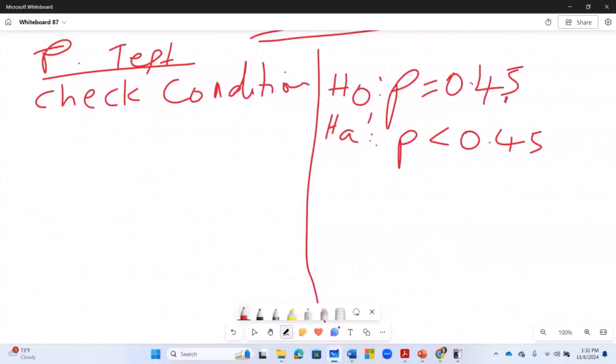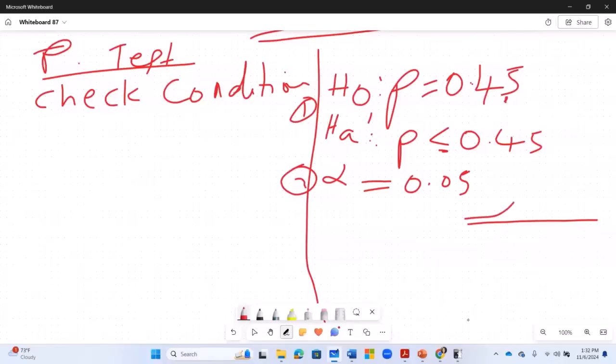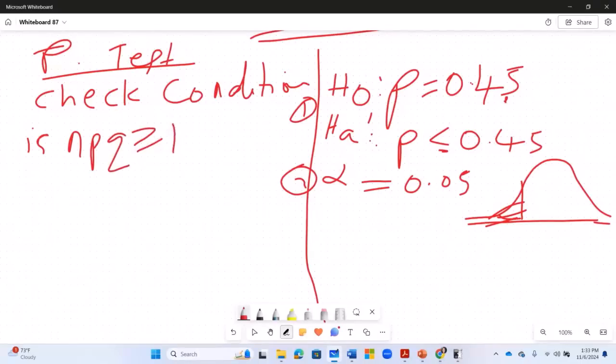And then we're given alpha. So this is 1, state the claim. 2, given alpha, and alpha is given to me as 5%. And because I'm given a left tail test, it is only a one tail test. So first of all, I want to check the condition. So is NPQ greater than or equal to 10? Let's check that out.